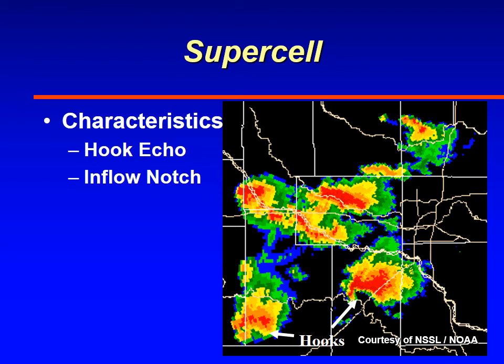Usually these hook echoes are very small, but you can also see an inflow notch right by the hook echo. You see a little notch, or a little area, that tells you where the moisture is being fed, and that's usually the strongest gradient in the storm, the strongest change in radar reflectivity.